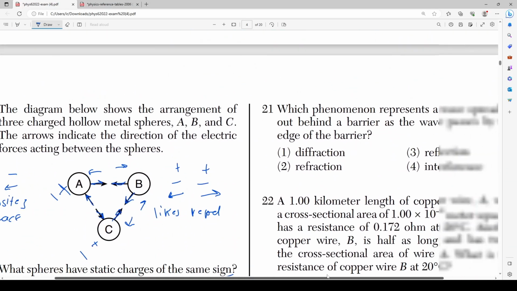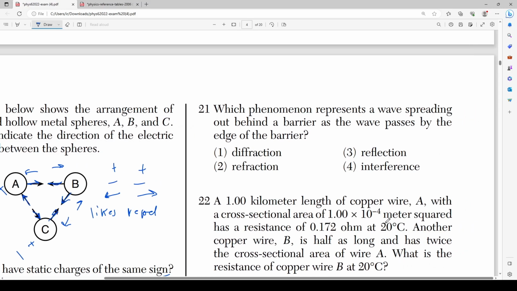Number 21 says, which phenomenon best represents a wave spreading out behind the barrier as the wave passes by the edge of the barrier? The answer to this is obviously going to be diffraction. This phenomenon where it goes like this and it goes like this, that's called diffraction.